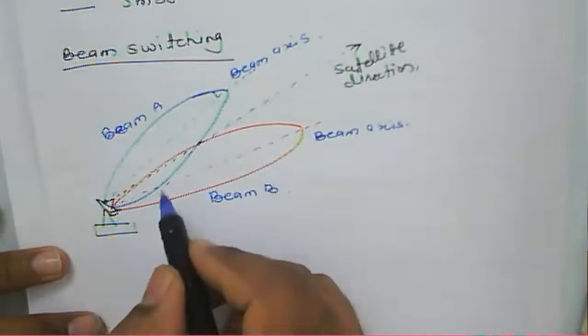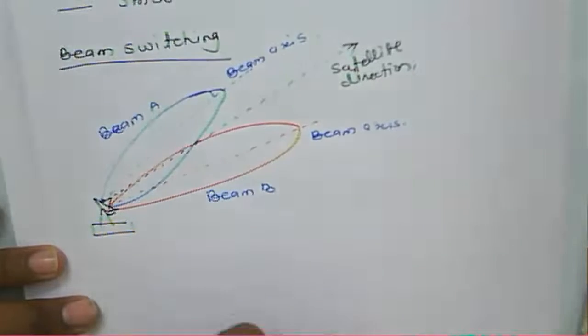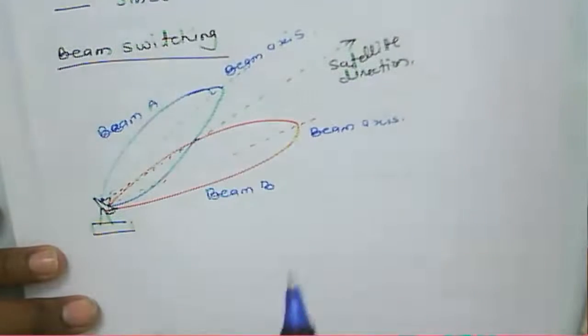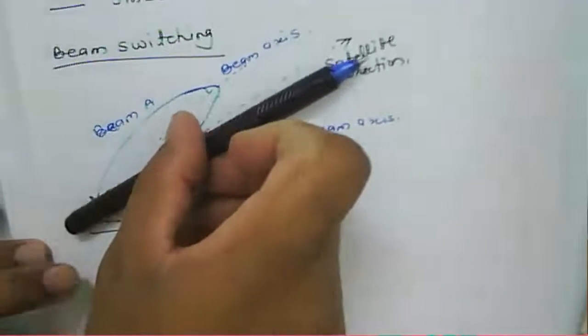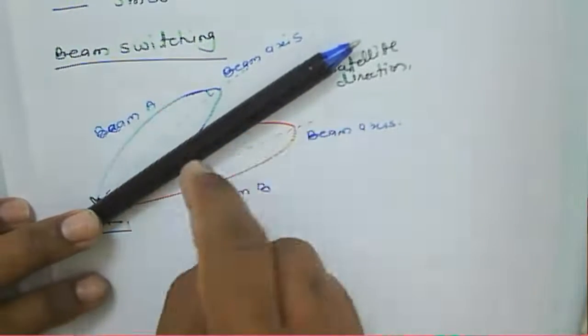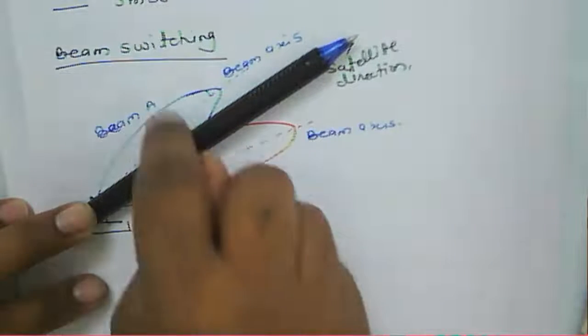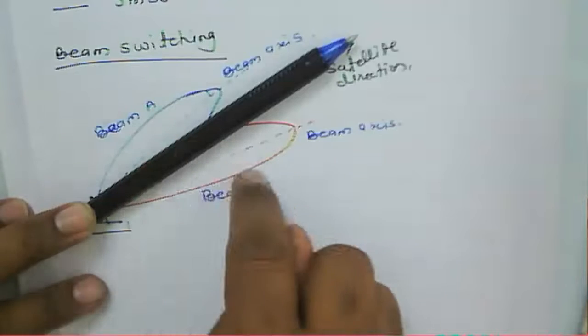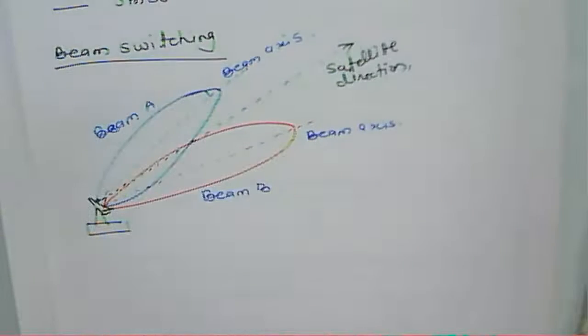So, in this tracking technique, the antenna generates two patterns that are symmetrically above and below the bore side. Bore side means the direction towards the satellite. This is nothing but the bore side. The antenna generates two patterns, one below and one above it.